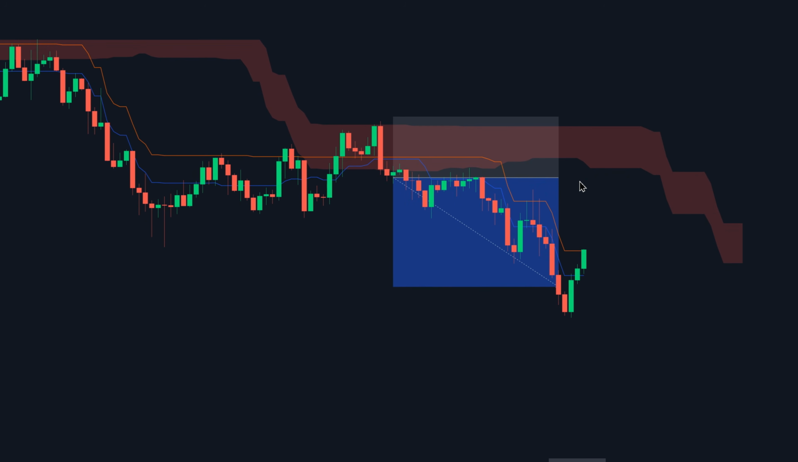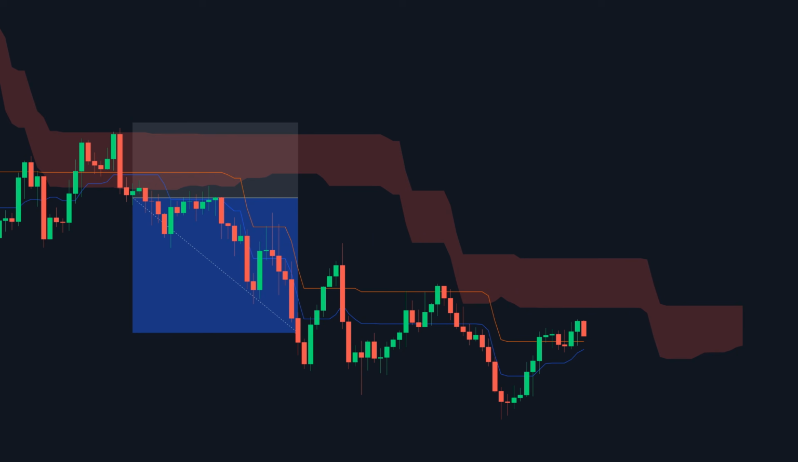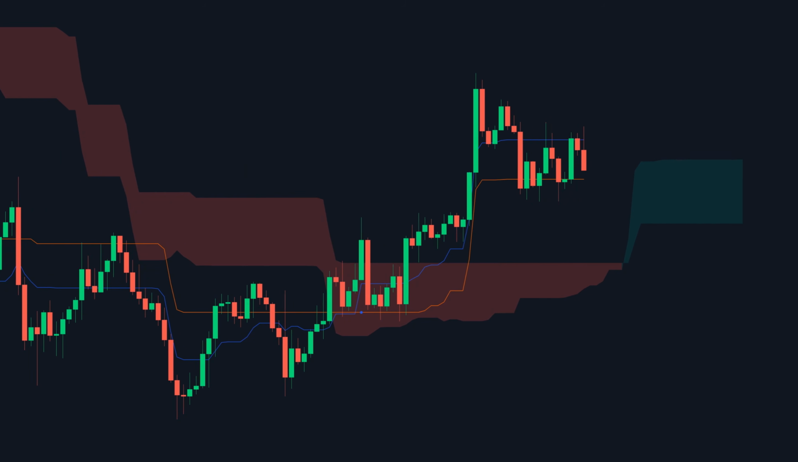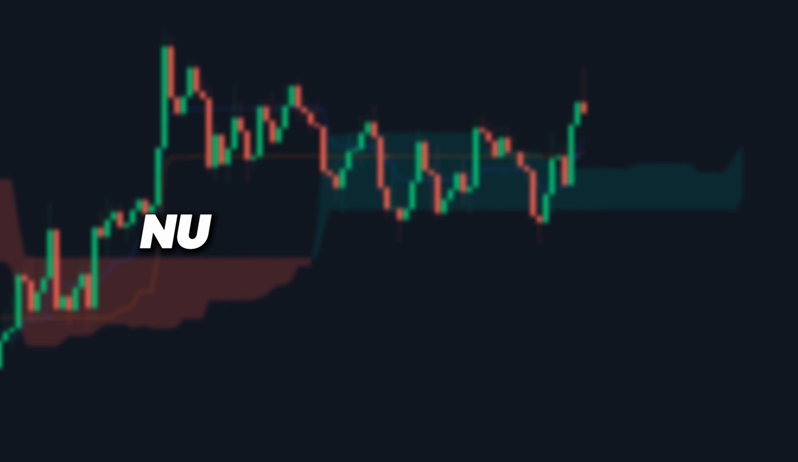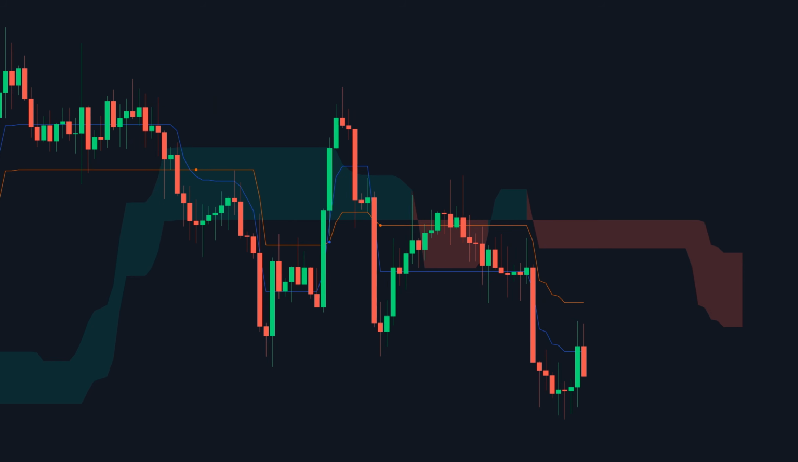However, based on our backtesting, a strategy like this would only make you so much money. In order to be super profitable using this indicator, we have to use a more nuanced approach to taking positions. And I'm going to show you exactly how to do that in the next few seconds.